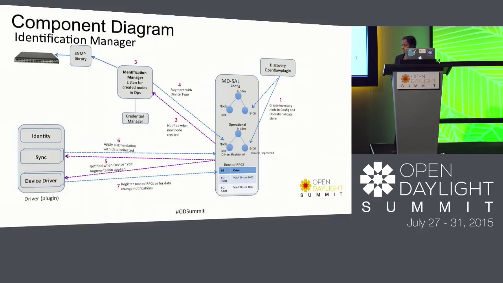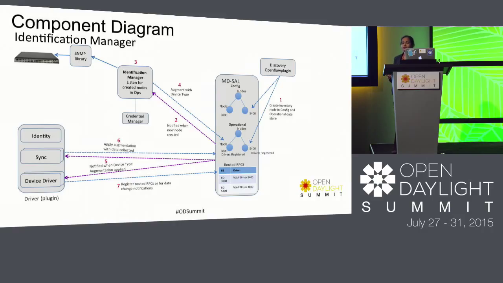So that's the synchronization. Once synchronization happens, it will add that data to the inventory node, which is already created. And then the next is a driver part. The driver part can be a flow mod driver or VLAN configuration driver, whatever the device-specific driver that we write. That driver gets notified that augmentation has happened, and then it will go and register the routed RPCs.